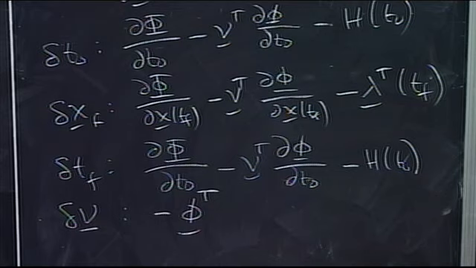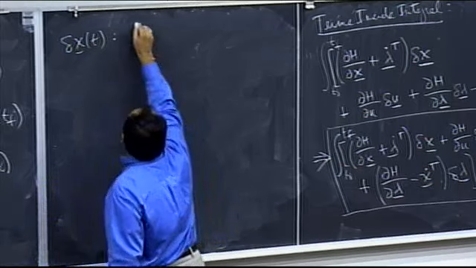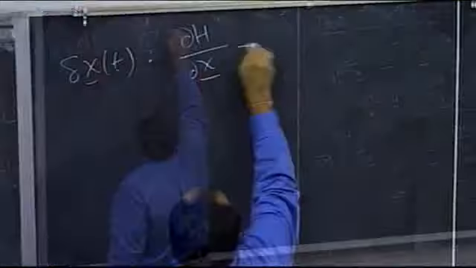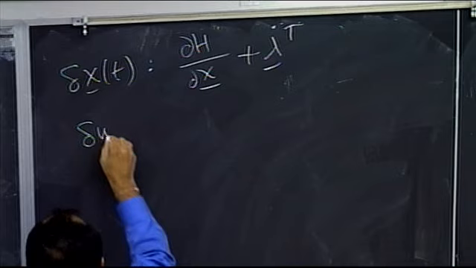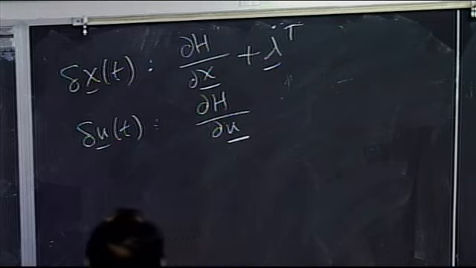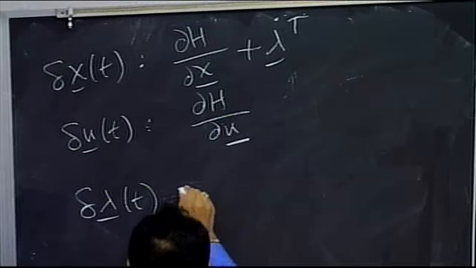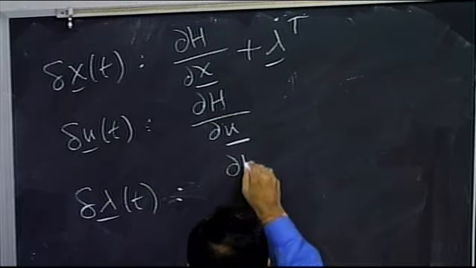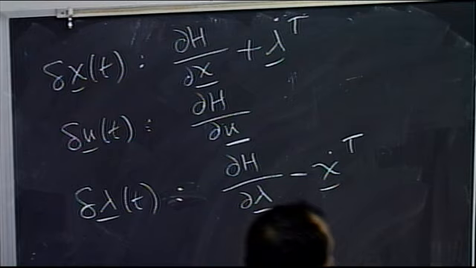So inside the integral, the term that involves the variation in x of t looks like the partial of h with respect to x plus lambda dot transpose. And then the term that involves the variation in u has the partial of h with respect to u, and the term that involves the variation in lambda has the partial of h with respect to lambda minus x dot transpose.